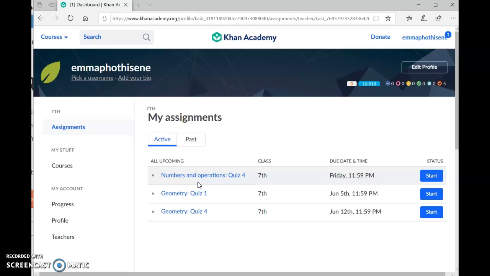Numbers and operations quiz 4. This is scientific notation. As you can see, we only have 3 quizzes left, and if you are just joining or you haven't really figured out how to do these, I'm going to show you. So you're going to click on numbers and operations quiz 4.